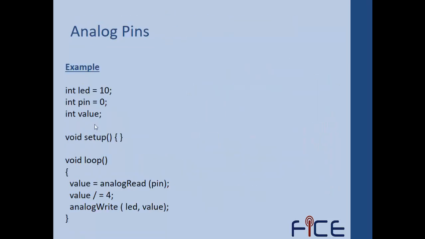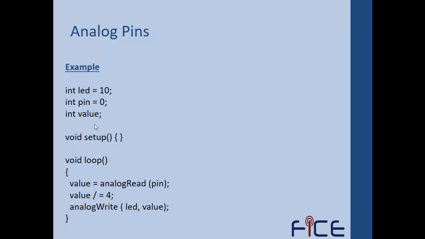Now go back to that same example. We can generate a PWM signal by using analogWrite. Clear? What we are doing here is writing, or generating, a PWM signal on pin number 10, which is given as LED. So we write analogWrite(LED, value). Clear?